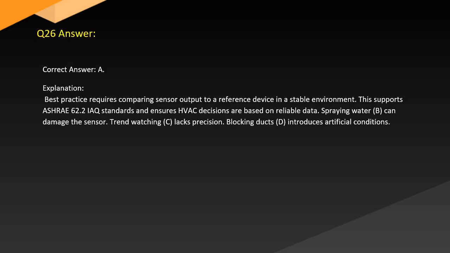Answer. Correct answer: A. Explanation: Best practice requires comparing sensor output to a reference device in a stable environment. This supports ASHRAE 62.2 standards and ensures HVAC decisions are based on reliable data. Spraying water, B, can damage the sensor. Trend watching, C, lacks precision. Blocking ducts, D, introduces artificial conditions.